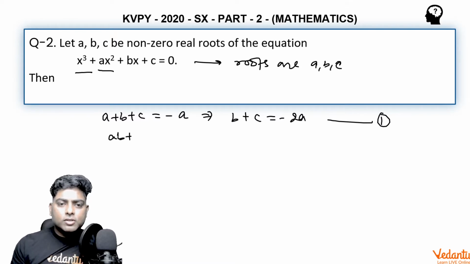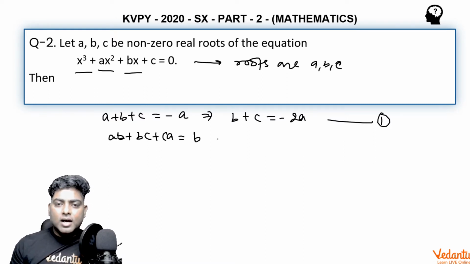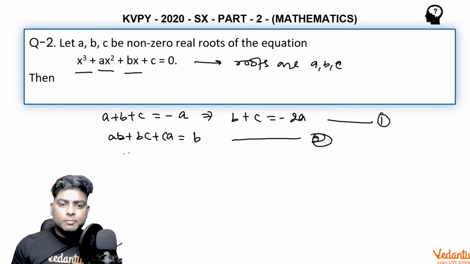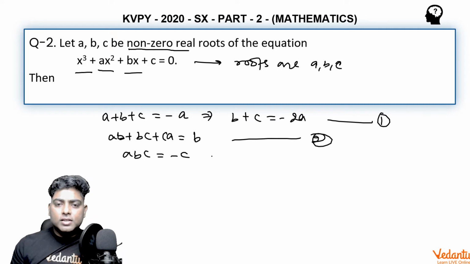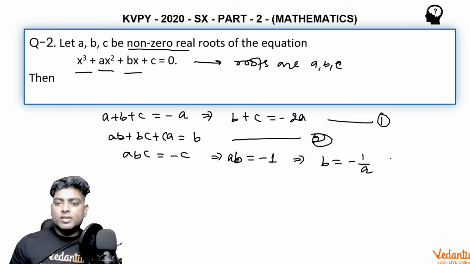Considering the sum of products of roots taken two at a time, ab plus bc plus ca, it is c by a, that is b. Consider it to be relation 2. And the product of all the roots is minus d by a, that is minus c. As a, b, c are non-zero real numbers, this implies ab would be minus 1, isn't it? And from here we can say b is equal to minus 1 by a, right?